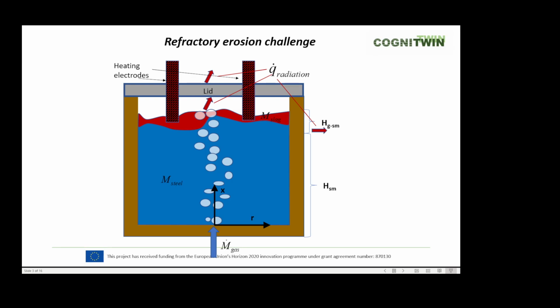Heat is supplied to the system through the heating electrodes that we see coming from above. Added heat is needed to melt and to heat up additions, but also to compensate for heat loss from the steel to the refractory and also to the external environment.